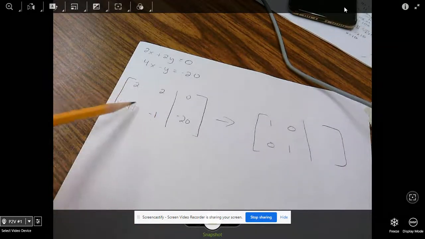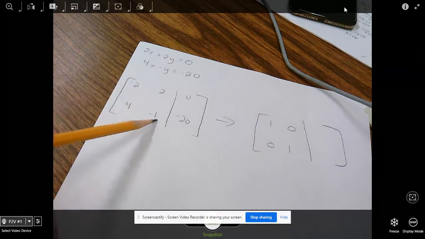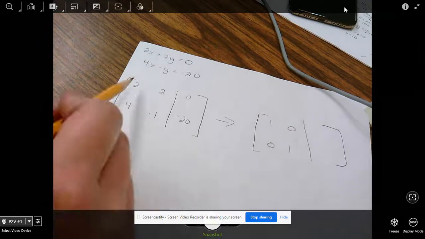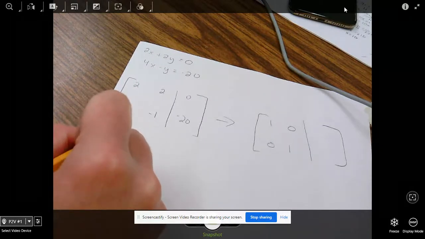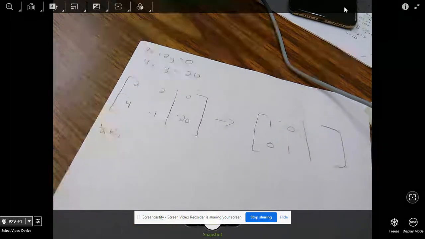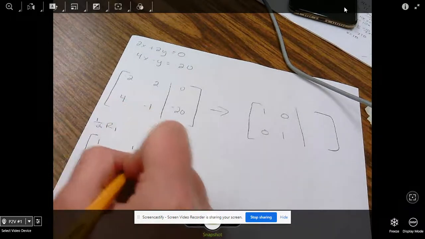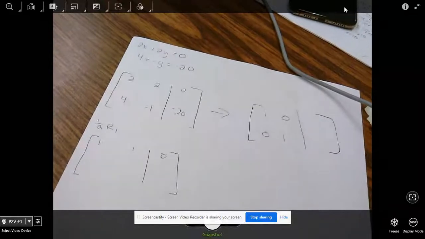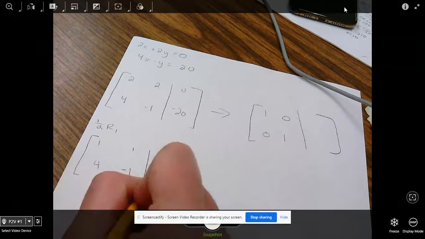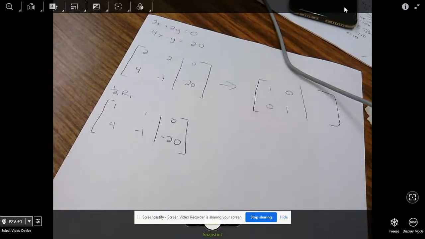We're going to go in a U-shaped pattern. We're going to create 1s to knock out the 4, and then make this a 1 to knock out a 2. So the first row is 1/2 row 1. So I'm going to change row 1 to be 1, 1, 0. I didn't change the second row. All right, that was the easy part.